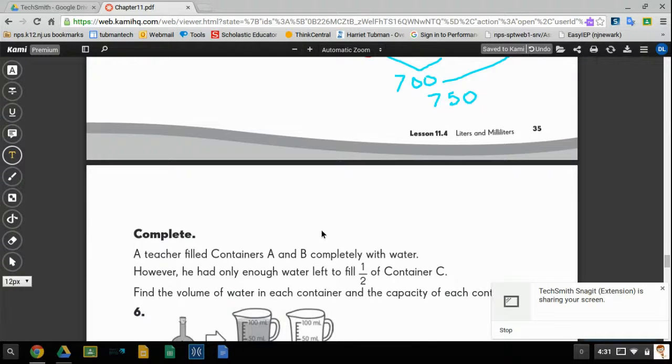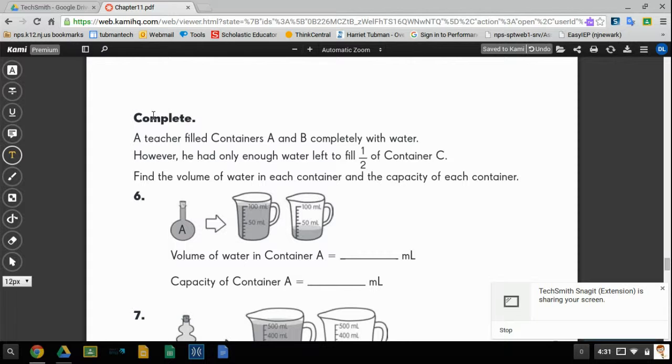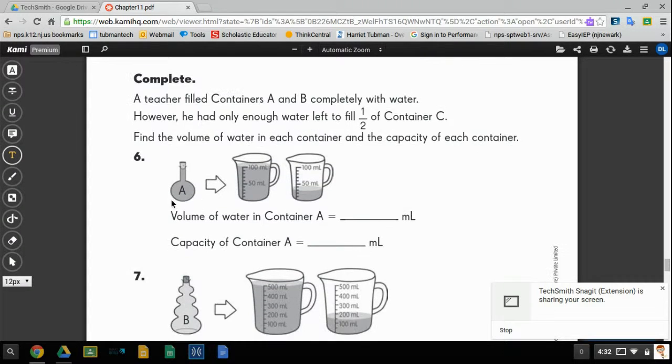Let's do page 36. Page 36, complete. A teacher filled containers A and B completely with water. However, he had only enough left to fill 1/2 of container C. Find the volume of water in each container and the capacity of each container. So let's look at number 6.